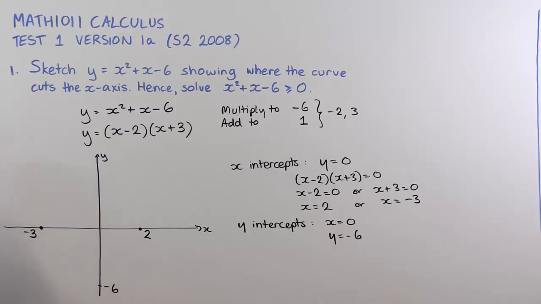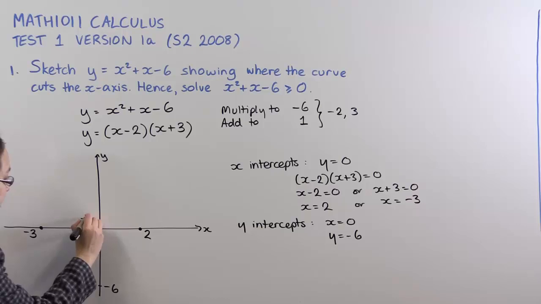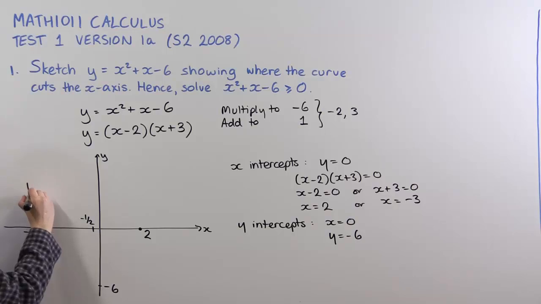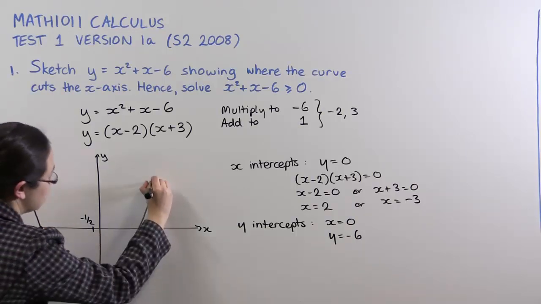Now be careful, minus 6 is the y-intercept, but that's not necessarily the vertex of the parabola. The vertex of the parabola is halfway between 2 and minus 3. So the vertex is actually slightly off here at minus a half. So you shouldn't draw it so that the bottom point is at minus 6. The bottom point is slightly left of that. And so our parabola is going to look like this.